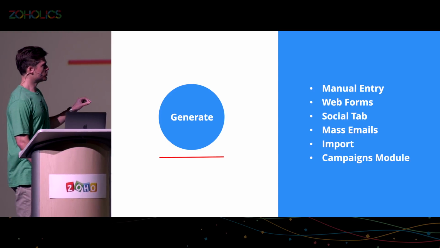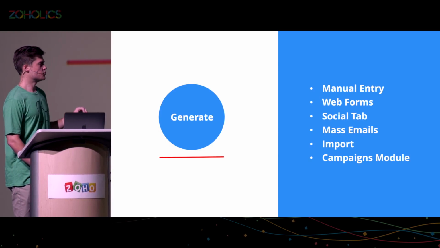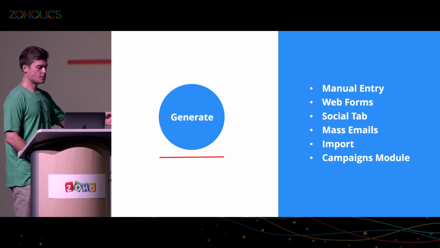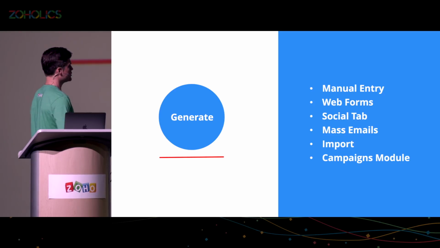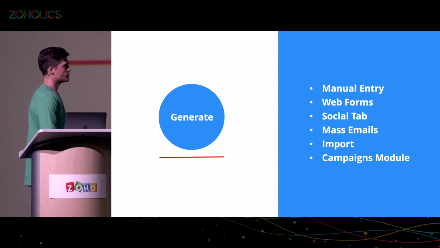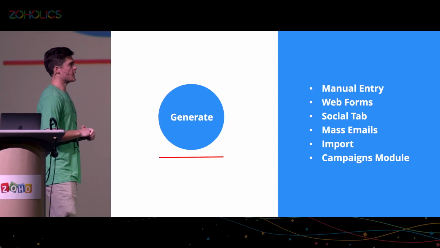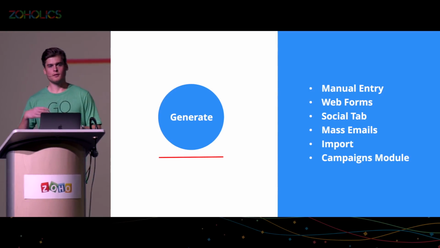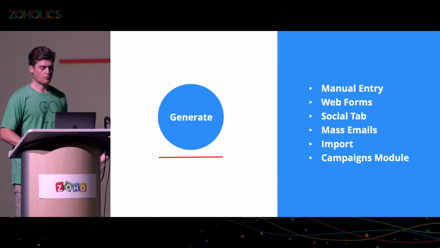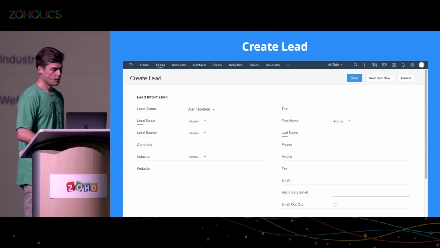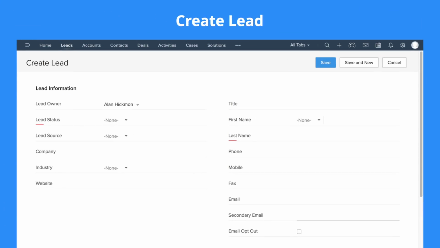There's also a social tab where you can set up email triggers to generate new leads. Of course, you can also import them in bulk from a spreadsheet and send out mass emails. And there is also a campaigns module that we're going to take a look at to track different marketing initiatives, like emails and physical events. So here's a lead generation screen, but let's actually go into the product here.